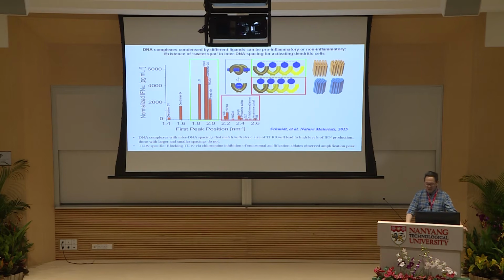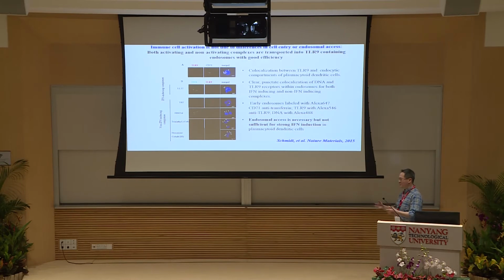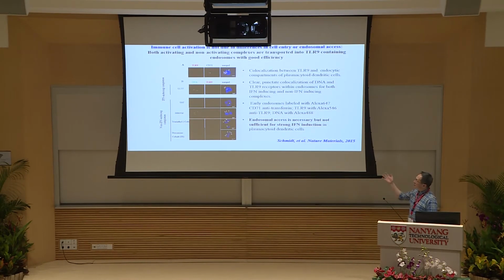So to test this idea, first of all, we did a bunch of microscopy experiments that do double and triple co-localization. And to make a long story short, we found that immune cell activation really isn't due to differences in cell entry or endosomal access, because if you think about it, toll-like receptor 9 lives in the endosomes of these immune cells.